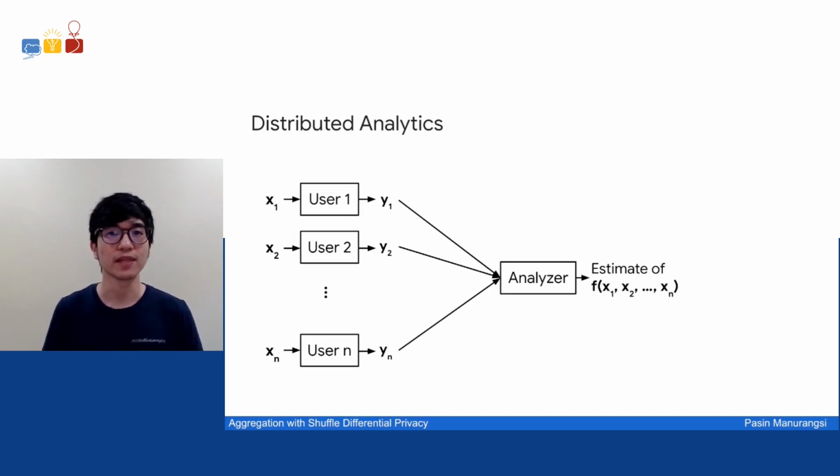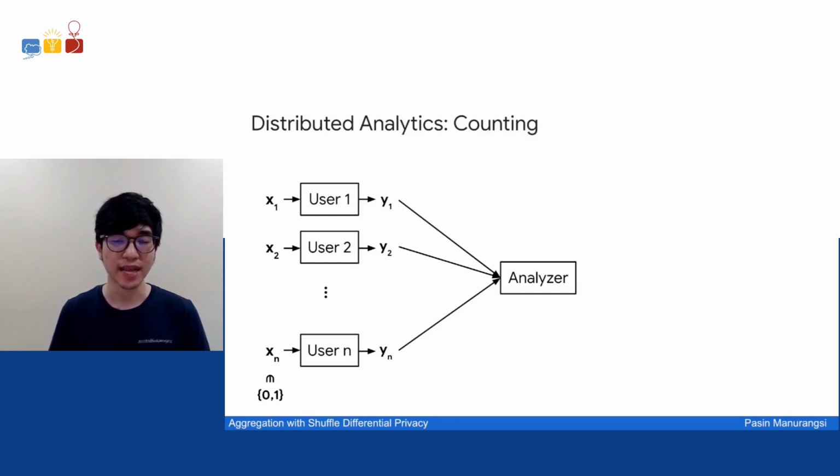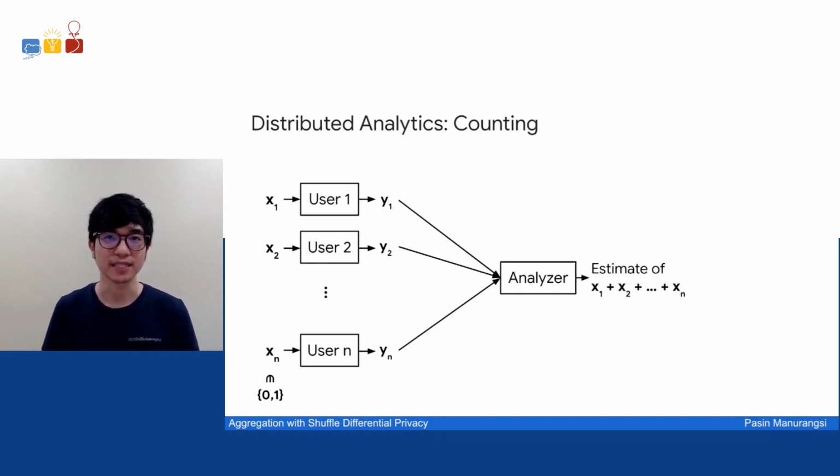Perhaps one of the most basic distributed analytic tasks is the task of counting. In this case, you have some criterion, and you want to count the number of users that satisfy such a criterion. This can be modeled as follows. You can model each xi as either 0 or 1 based on whether the user satisfies the criterion. And the analyzer now wants to estimate the sum of xi.